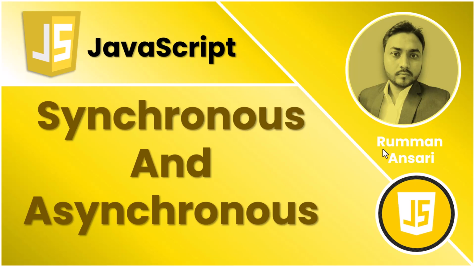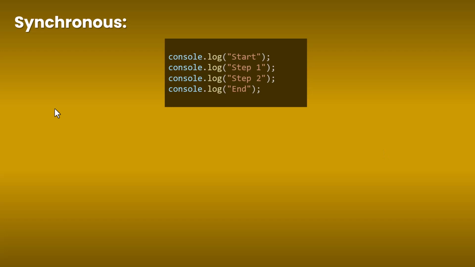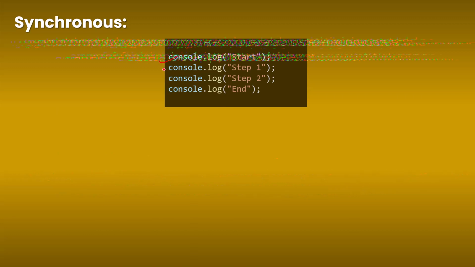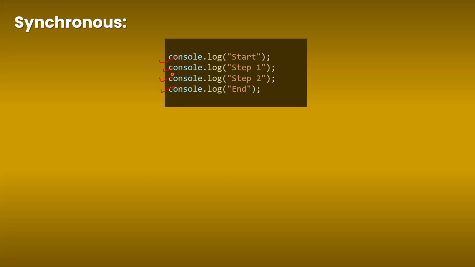Now we'll talk about the synchronous one. In synchronous programming, each operation is executed one after the other in a sequential manner. In this code you can see that we have this line, and this line, and this line. The first line will execute first, and then it will go to the next line. So first it will print start, then step 1, then step 2, and then it will go to the end and print end in the console.